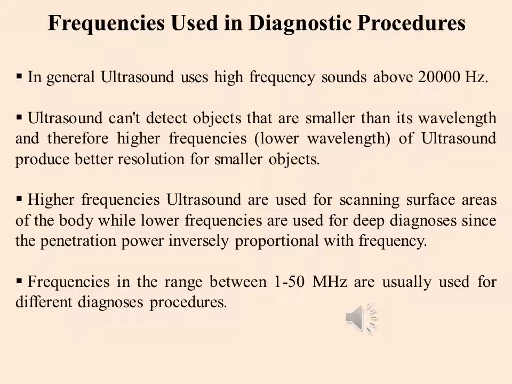Frequencies used in diagnostic procedures. In general, ultrasound uses high-frequency sounds above 20,000 Hz. Ultrasound can't detect objects that are smaller than its wavelength, and therefore higher frequencies, meaning lower wavelengths, of ultrasound produce better resolution for smaller objects. Higher frequency ultrasound is used for scanning surface areas of the body, while lower frequencies are used for deep diagnosis since penetration power is inversely proportional to frequency. Frequencies in the range between 1 to 50 MHz are usually used for different diagnostic procedures.